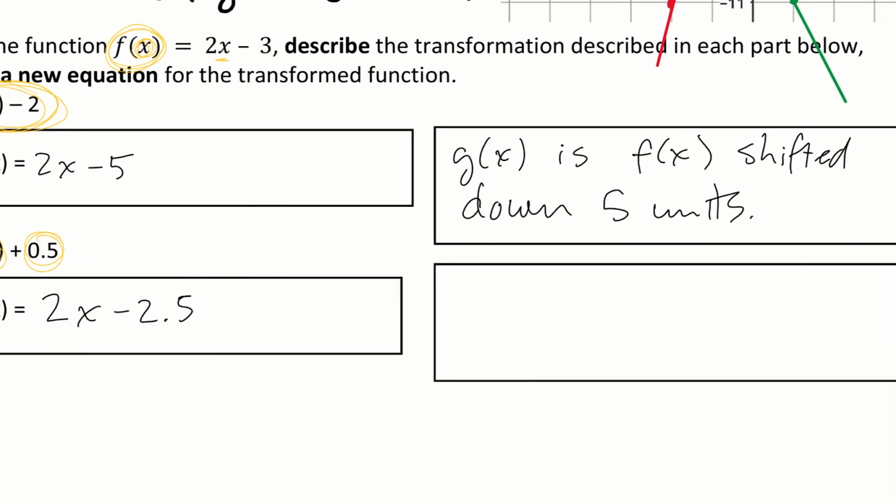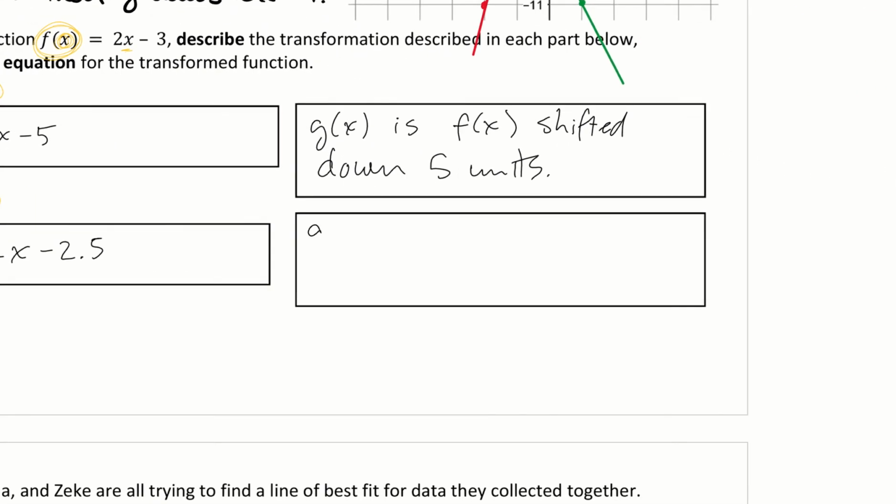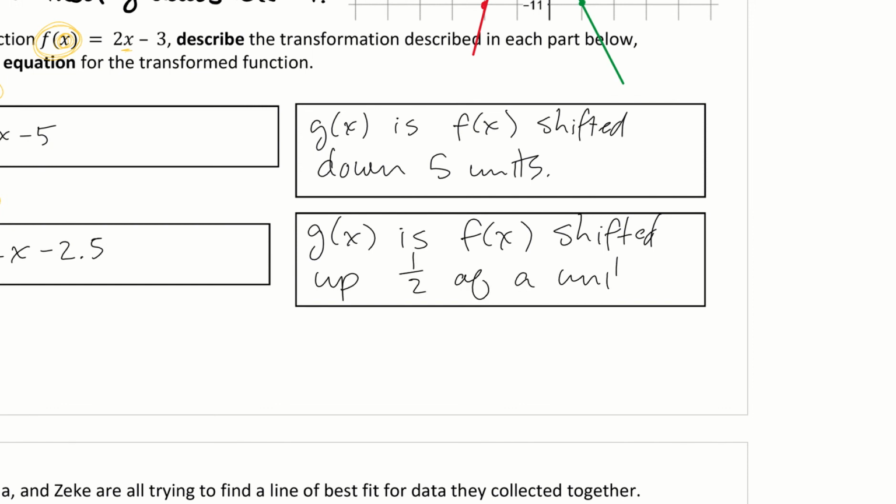So again, now g of x is f of x shifted up 1/2 of a unit. All right, so that's it for page number 2.